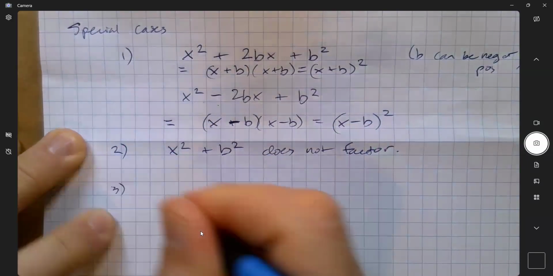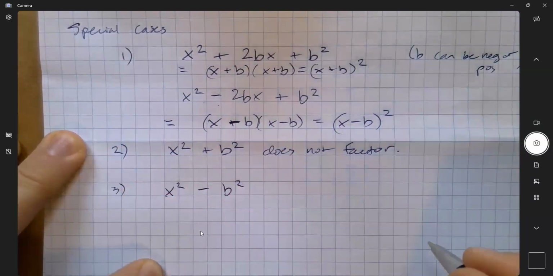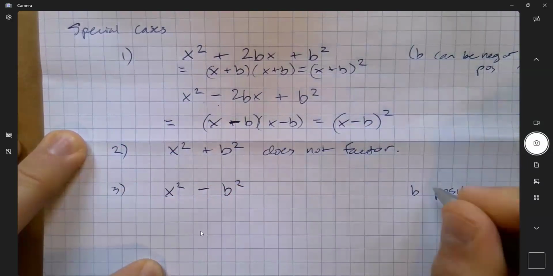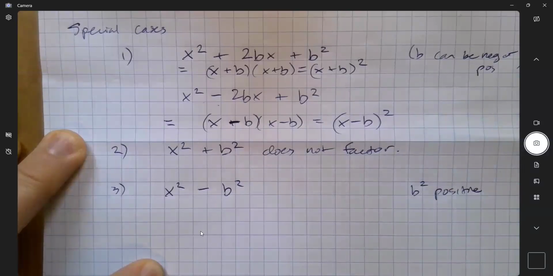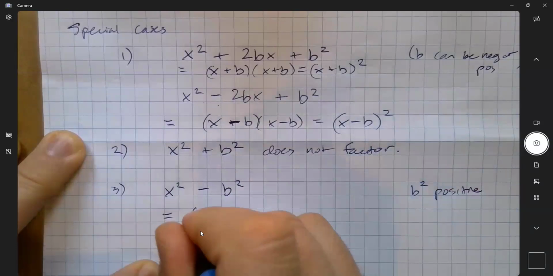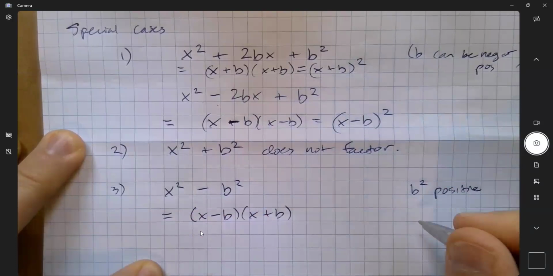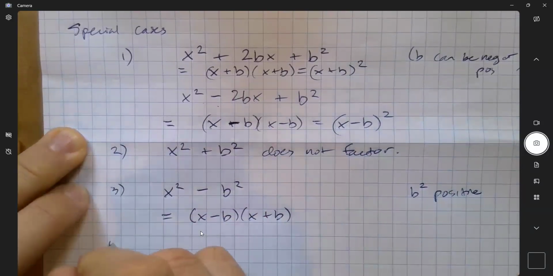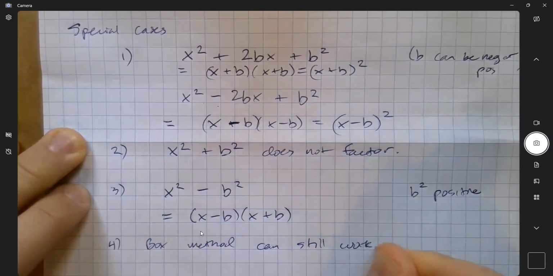And the third case is if you have, instead of a plus b squared, you have a minus b squared. And here b should be positive. In fact, b squared should be positive. That one does factor into x minus b times x plus b. And the third thing to note is the box method can still work for all of these.